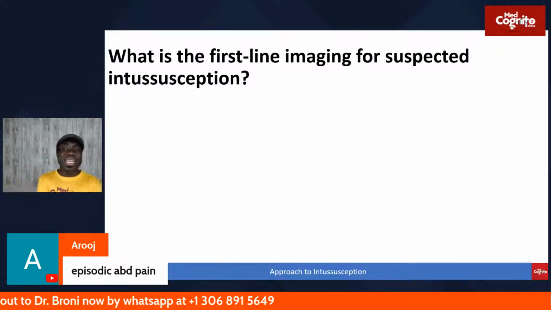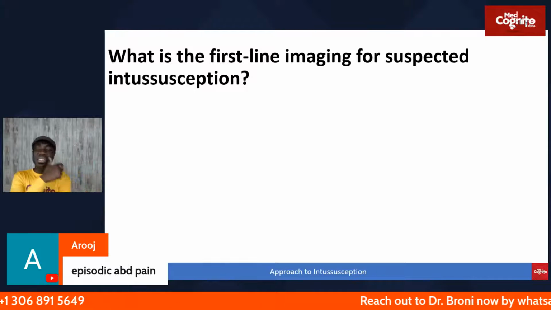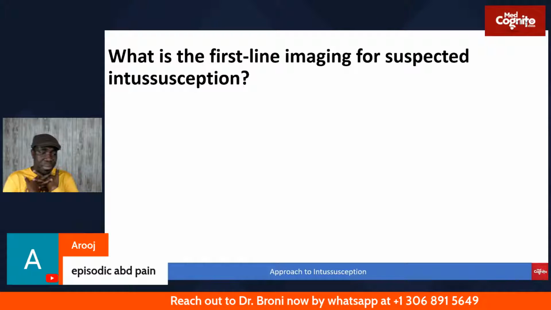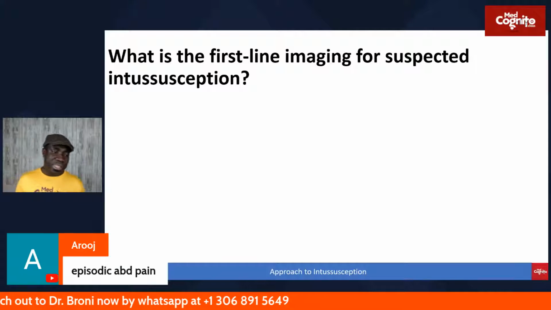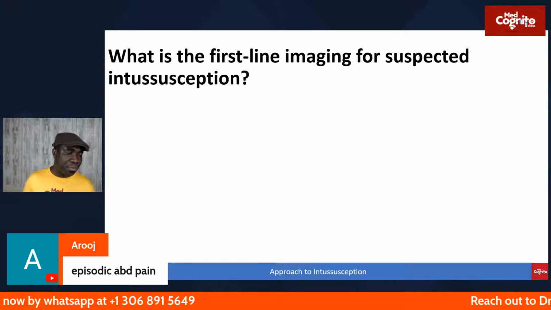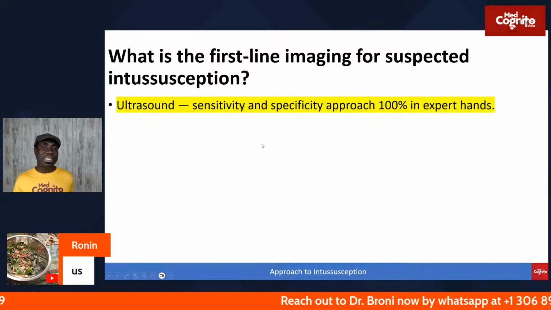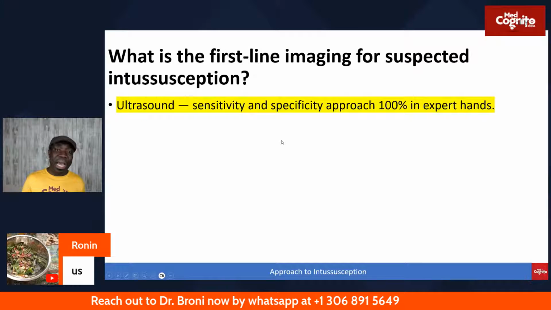Now, what's the first line imaging for suspected intussusception? Is it X-ray? Is it CT? Is it fluoroscopy? What is it? Beautiful. Ultrasound is what a lot of people are saying. Sensitivity and specificity approach 100% in expert hands.